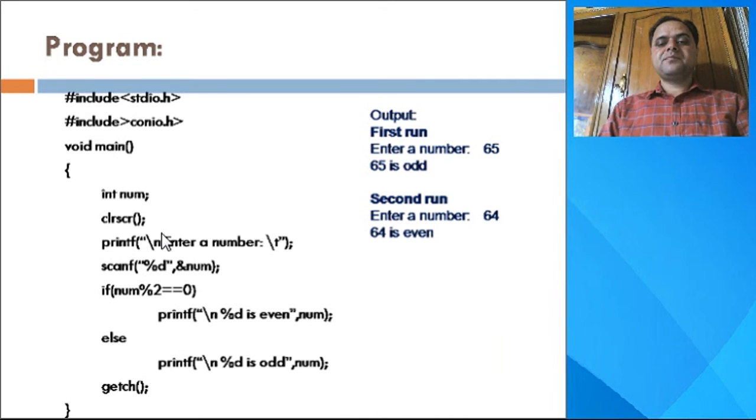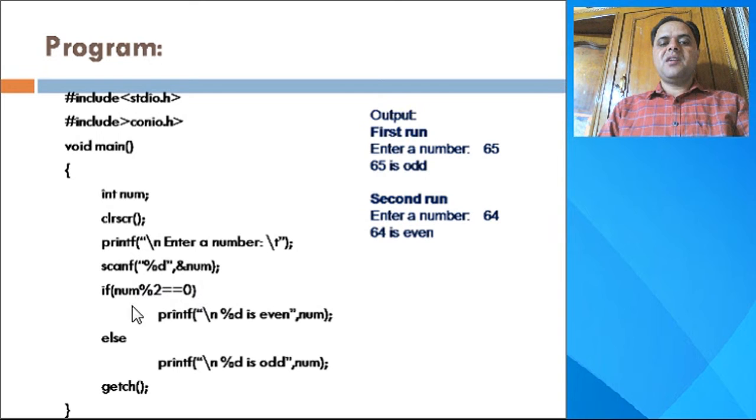Let's discuss a program. For example, I have included two header files, stdio.h and conio.h. So I have taken an integer variable num, enter a number. So we have entered a number here. For example, we have entered 65. So 65 mod 2 is not equal to 0, because what is mod? This is the modulus operator. It will determine the remainder. For example, 65 mod 2 means the remainder of 65 divided by 2 will be 1.